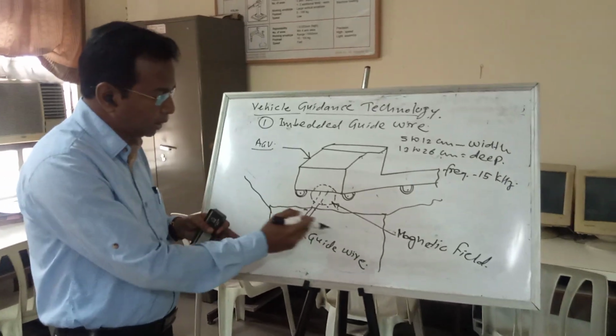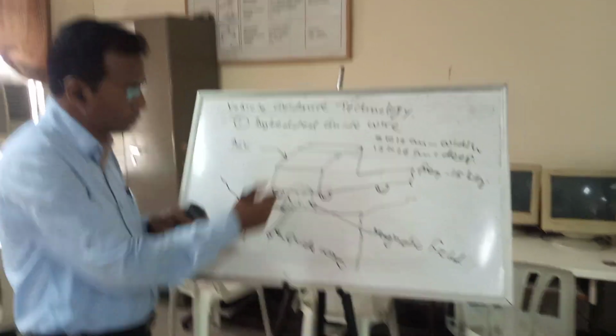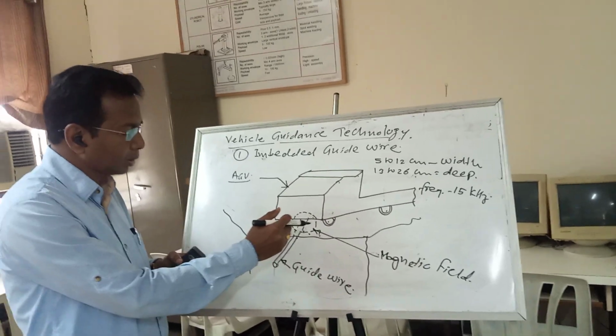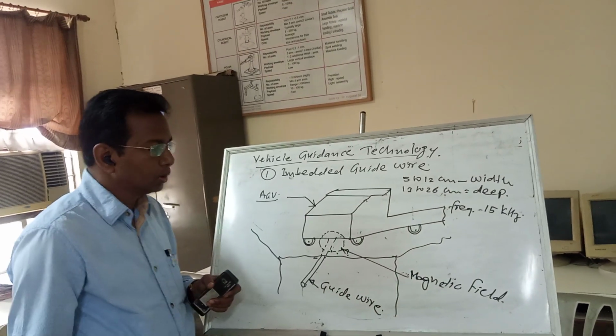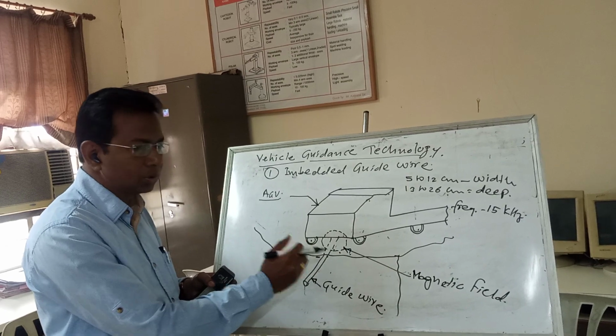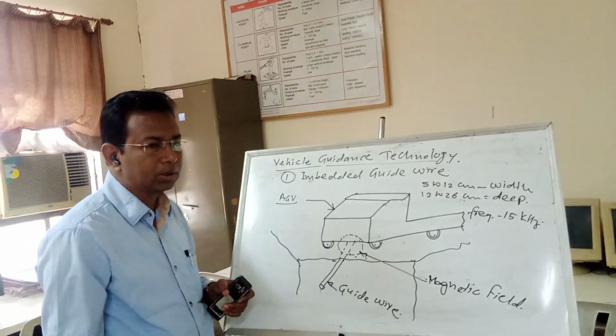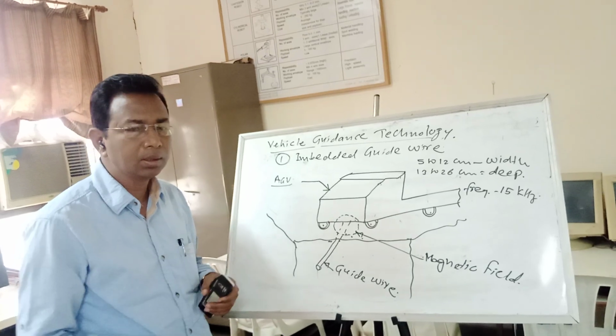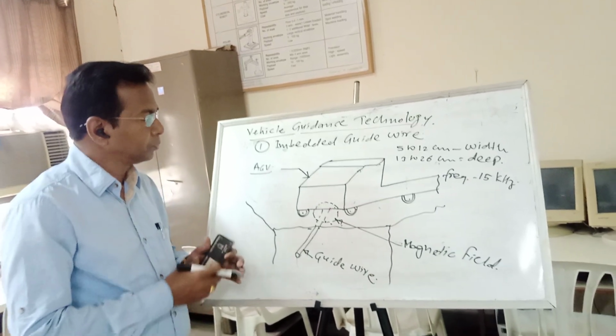This is the guide wire and frequency. We use these defined pathways and then proceed the vehicle in the forward direction, and then we handle the material from one place to another place in any industry.